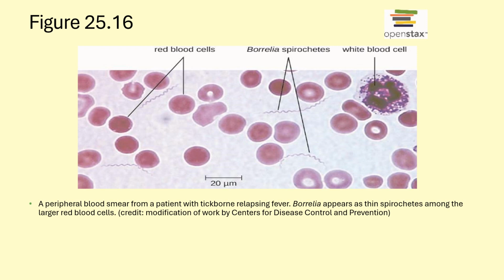This is a blood smear from a patient that has tick-borne relapsing fever, and you can see right here, they are spirochetes, as you can tell by looking at them. So there's several of them in here. Let's start antibiotic treatment for this person.